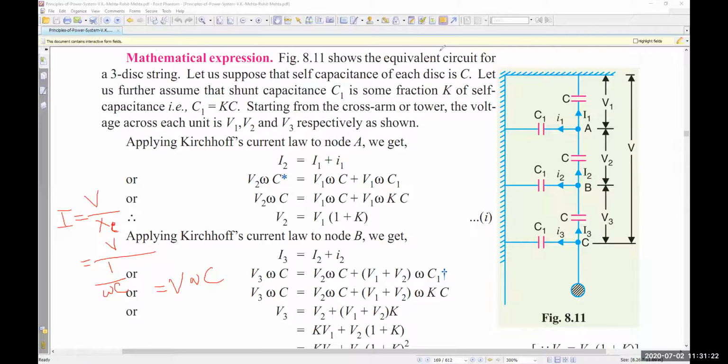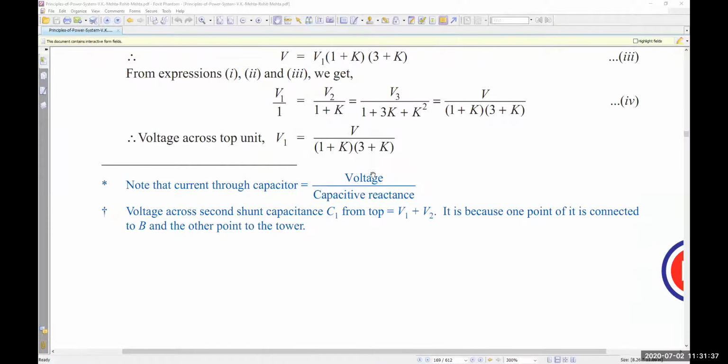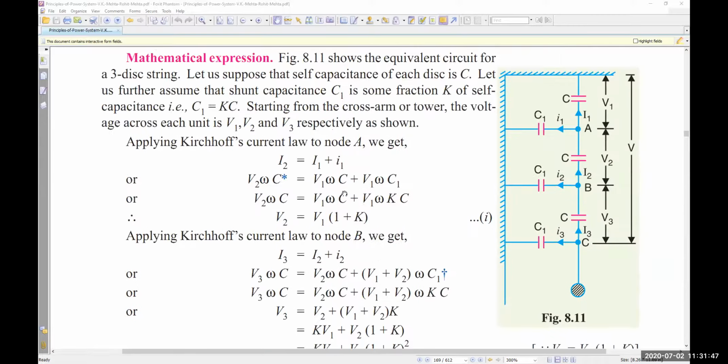So here you have I2, here you have V2, and here you have C. So I2 is equal to V2 omega C. By the way, you do not have to worry about this because it is already written at the bottom: current through the capacitor is voltage divided by capacitive reactance, that means V divided by omega C, or XC actually. So omega C will go up.